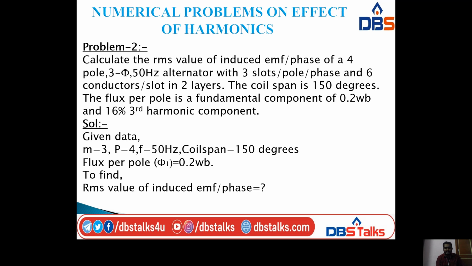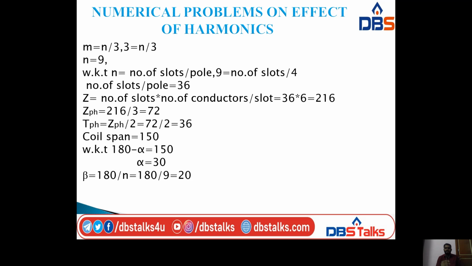So for that we have to calculate some more parameters. You know the formula, number of slots per pole per phase, m is equal to n by 3. Here it is a 3-phase alternator, that's why m is equal to n by 3, that is the number of phases. So you already know m is equal to 3. Substitute here 3 is equal to n by 3. So from this we will calculate n is equal to 9. There, the number of slots per pole, n is equal to 9. We calculated it from the given m value, that is the number of slots per pole per phase.